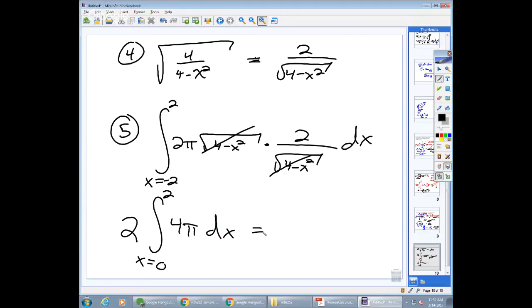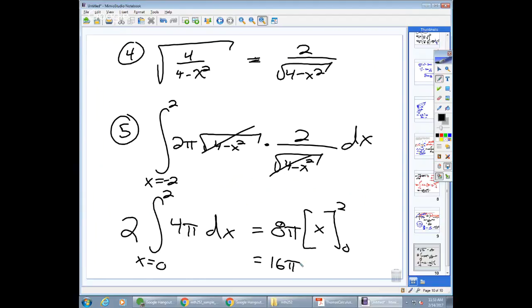Finishing this up, we have a constant of 8 pi hanging out times x from 0 to 2. So altogether, what are we getting? 16 pi? Okay, well, we're a couple minutes over, so we better stop there.